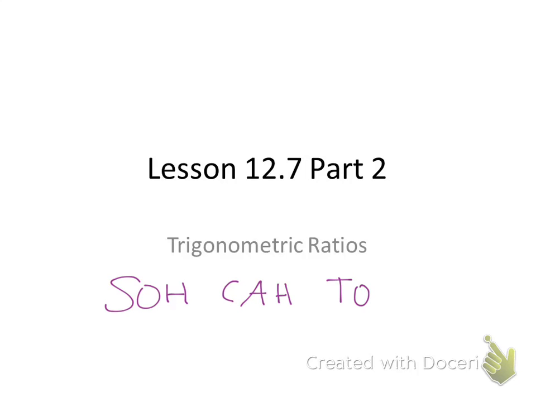SOHCAHTOA. And what that stands for is sine is the opposite over hypotenuse. Cosine is adjacent over hypotenuse. And tangent is opposite over adjacent.